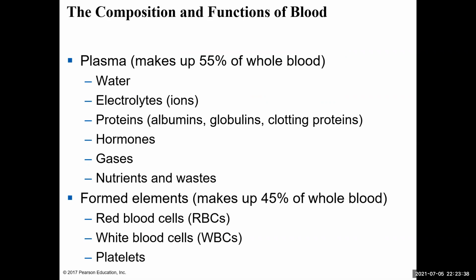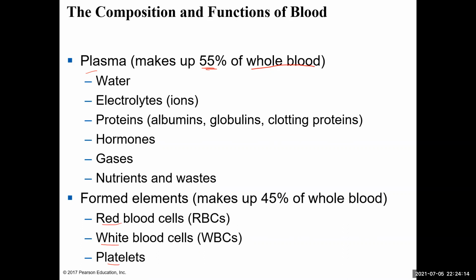So if you went to the hospital or a doctor's office and they took a blood sample and got it in a test tube, that blood sample would be what we refer to as whole blood. Of that whole blood sample, it would contain plasma, red blood cells, white blood cells, and platelets. The plasma makes up 55% of the whole blood.